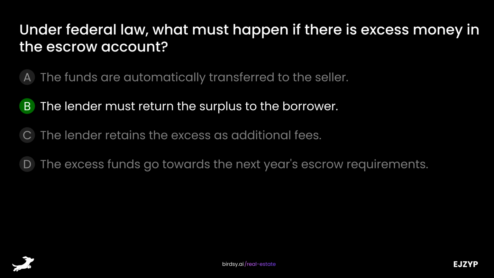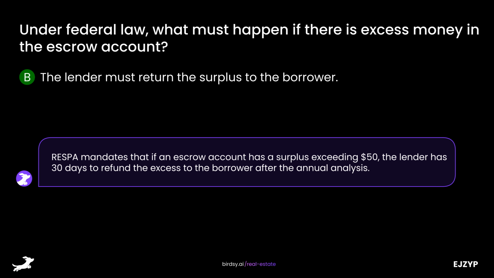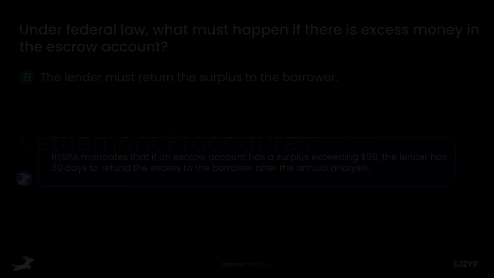The answer is B, the lender must return the surplus to the borrower. RESPA mandates that if an escrow account has a surplus exceeding $50, the lender has 30 days to refund the excess to the borrower after the annual analysis.